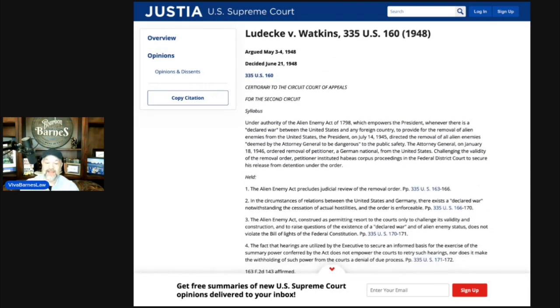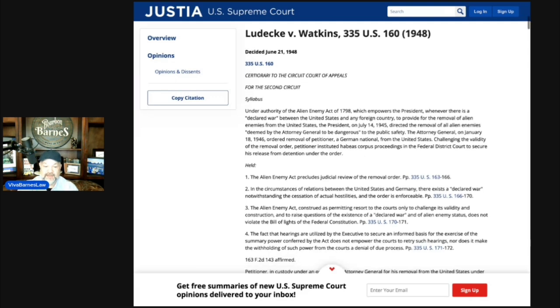This is 1948. It empowers the president whenever there is, quote, a declared war between the United States and any foreign country, and I'll explain later that can be even broader than what constitutes that, to provide for the removal of alien enemies from the United States. The president directed at the end of the war, after the war was over, the removal of all alien enemies deemed by the Attorney General to merely be dangerous to the public safety. In 1946, after the war was over, a German national was removed from the United States. He challenged the order. He instituted habeas corpus proceedings.